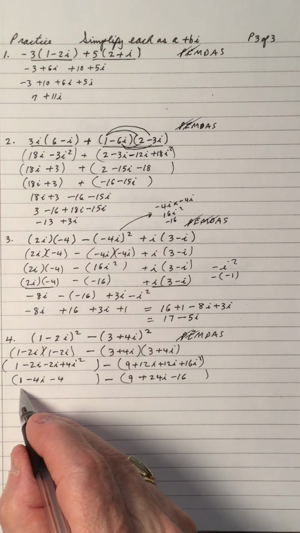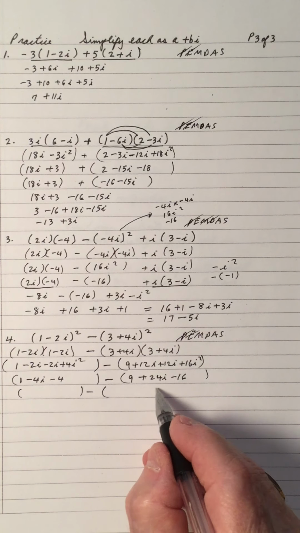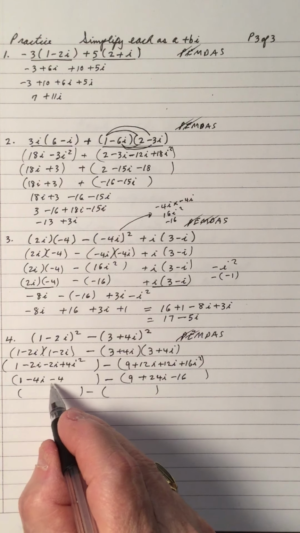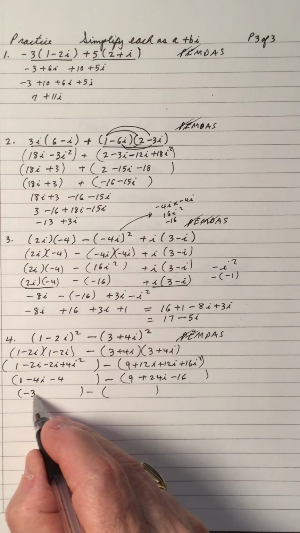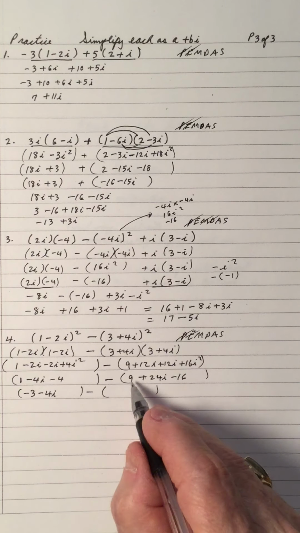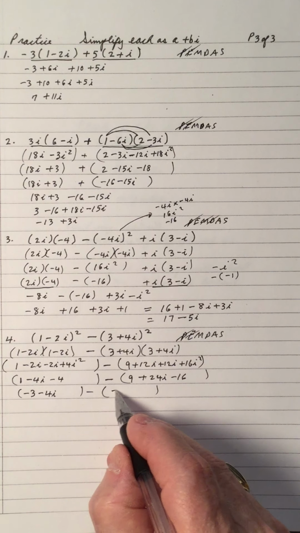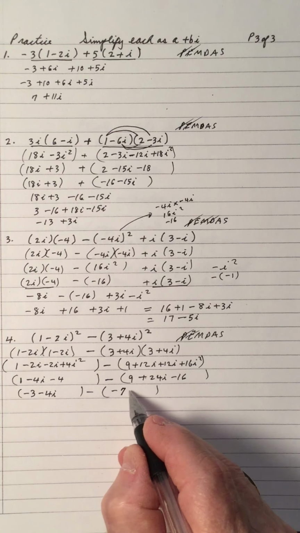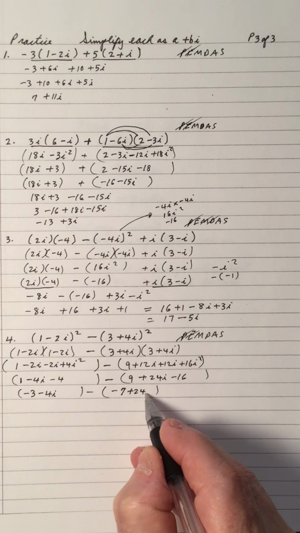Let's simplify the inside of this first before we subtract. So 1 subtract 4 is negative 3 minus 4i. 9 subtract 16 is negative 7 plus 24i.